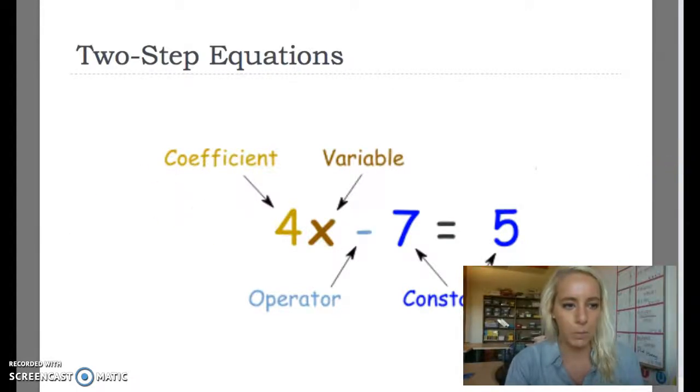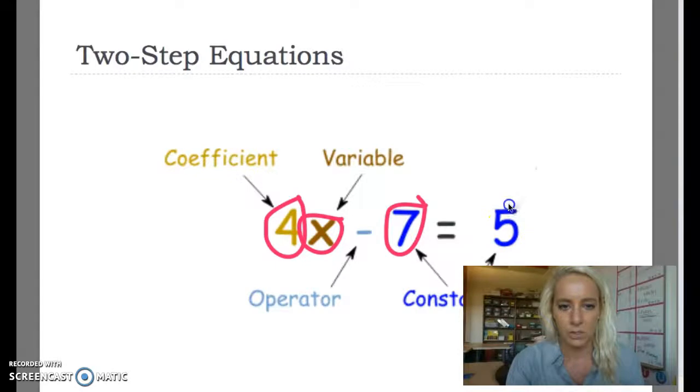The first thing I want to point out is anytime you have a number and a variable, they have specific terms. This is what we call the coefficient. And as you learned in our vocabulary unit, this is called the variable or the unknown. Then the other numbers in the equation are called the constants. So the 7 and the 5 are what we call constants.